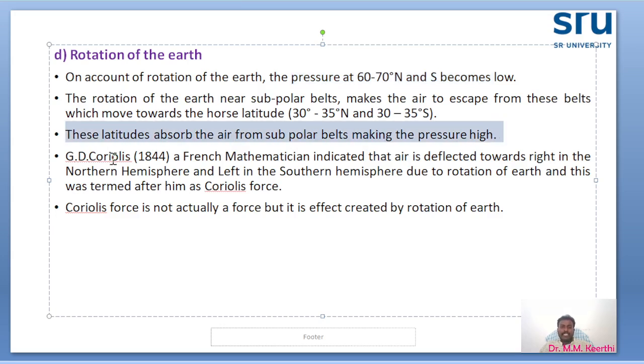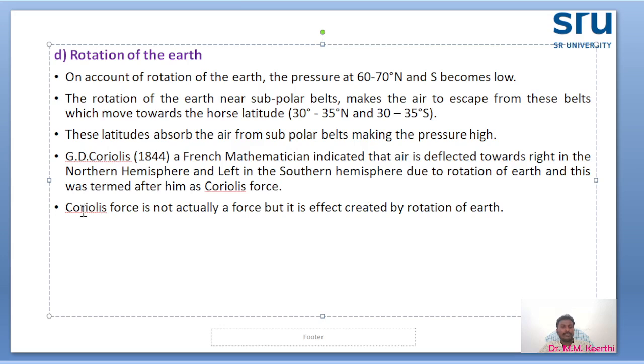Okay, based on G.G. Coriolis, the French mathematician, in the year 1844, air is deflected towards the right in the northern hemisphere. So based on the Coriolis effect, air will be deflected towards the right in the northern hemisphere, and it will be deflected to the left in the southern hemisphere. Why? Due to the rotation of the earth. This was named after him as the Coriolis force.